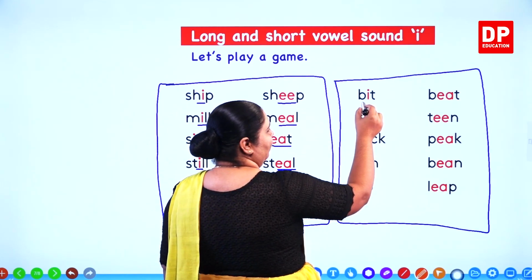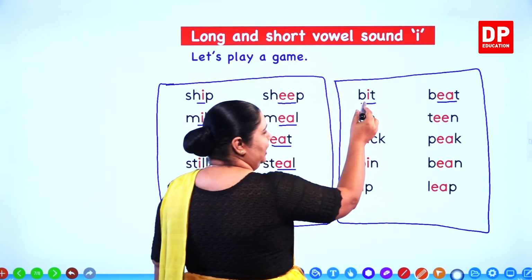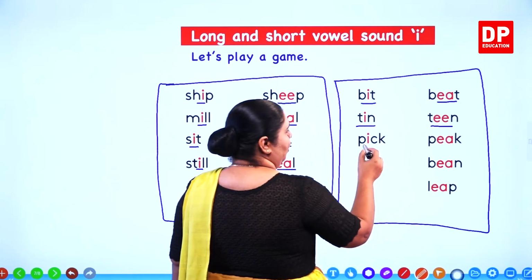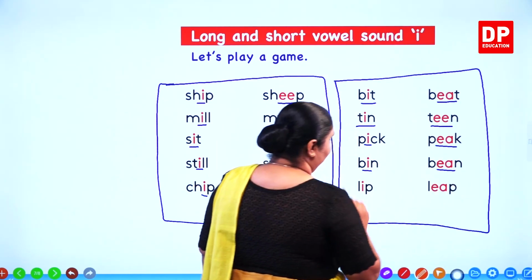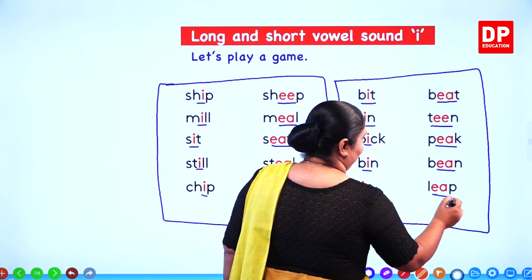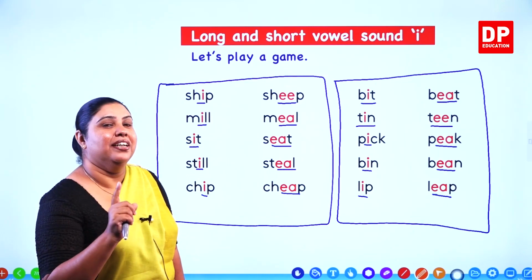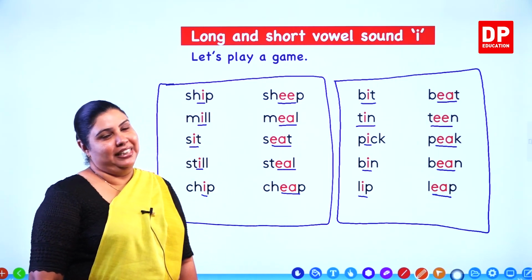Right? Now here we have the short E and then the long E. Bit, beat, tin, teen, pick, peak, bin, bean, lip, leap. Okay? Right. So now here we are going to play the game. How are we going to play the game?